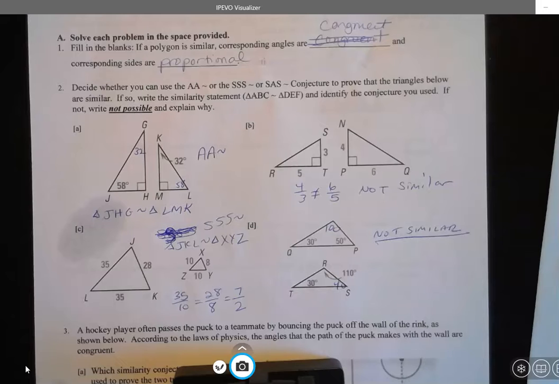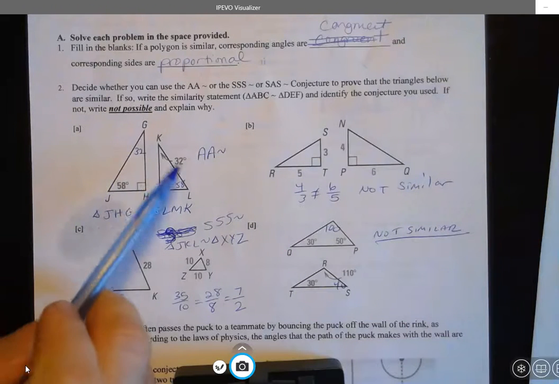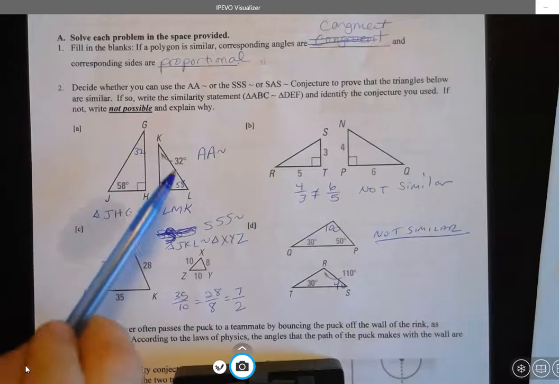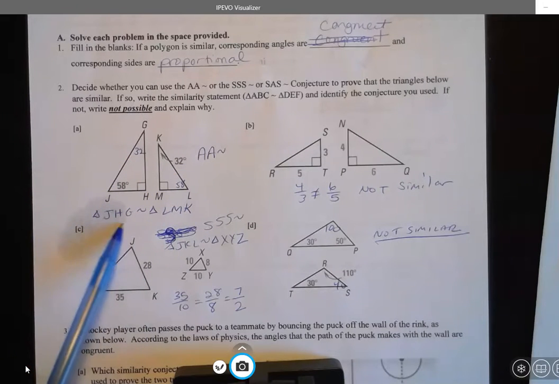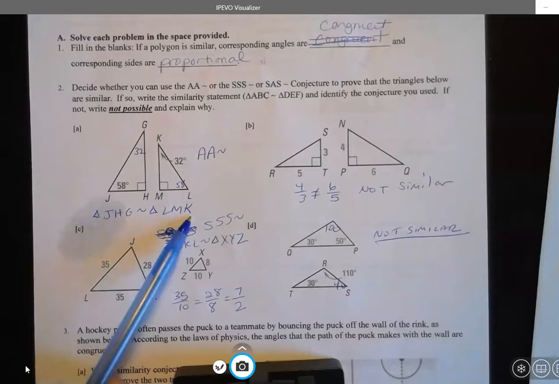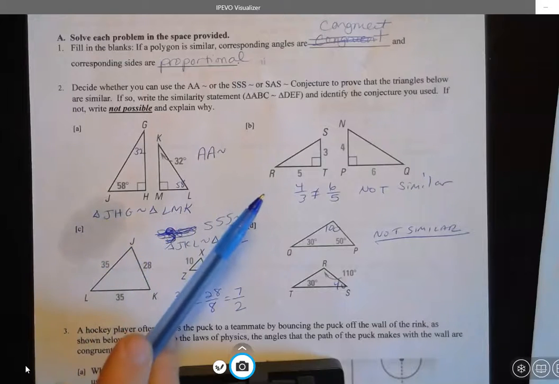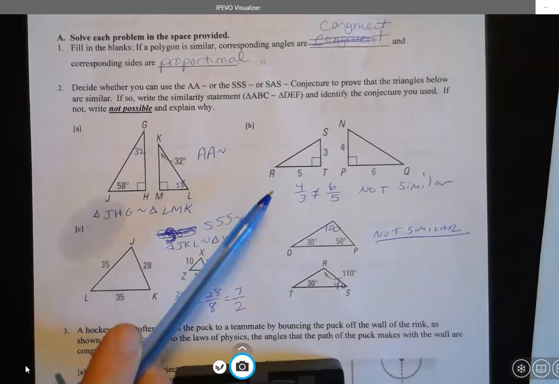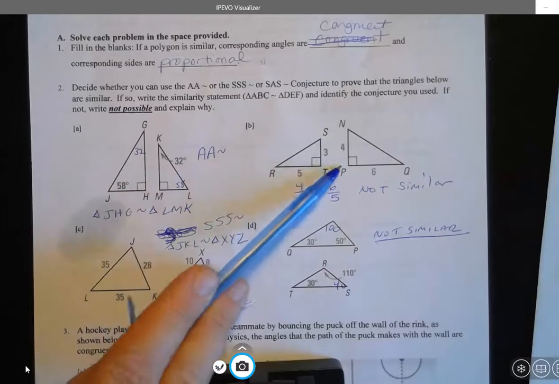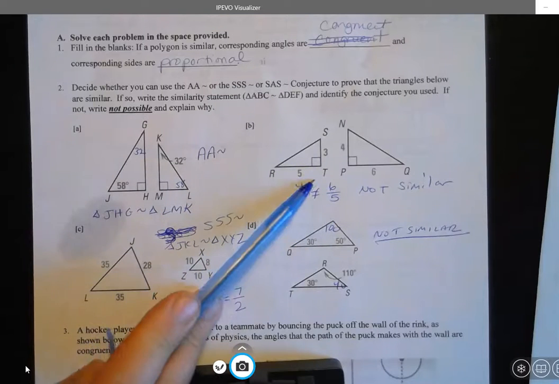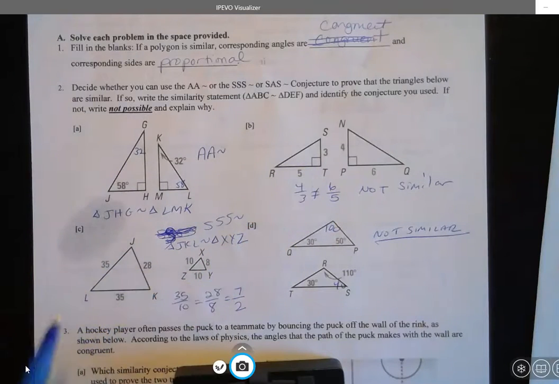So then 2a, when you find the missing angles of the triangles, you see that the corresponding angles are congruent, so that's angle-angle similarity. And then remember to name the triangles in order of corresponding parts. B, not similar, because the sides given are not proportional. This would have been SAS.